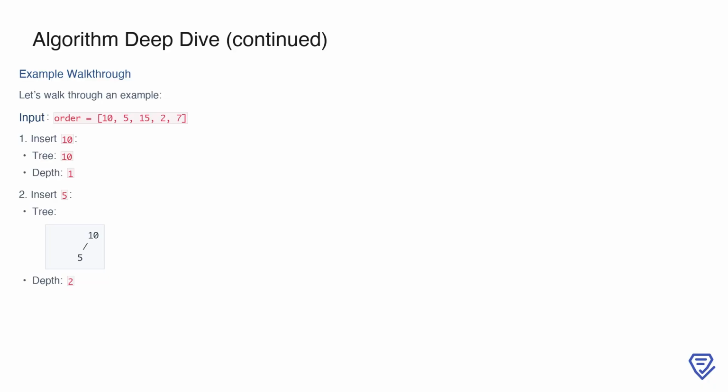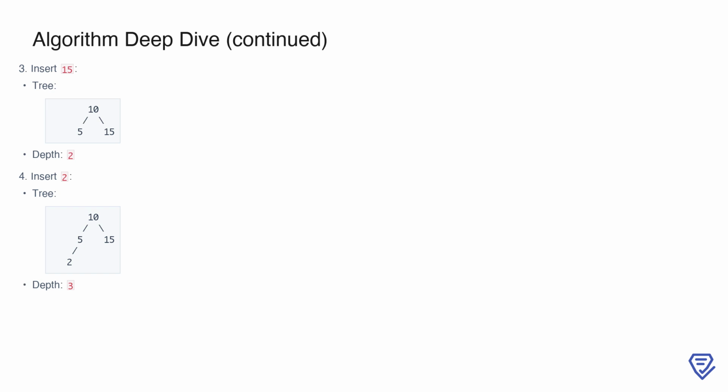To better understand the algorithm, let's walk through an example. Consider the input array order equals 10, 5, 15, 2, 7. The first value, 10, is inserted as the root. Since this is the only node, the tree's depth is 1. Next, we insert 5, which is smaller than 10. Following the BST properties, 5 becomes the left child of 10. The depth of the tree increases to 2 after this insertion. The tree structure now has 10 as the root and 5 as its left child.